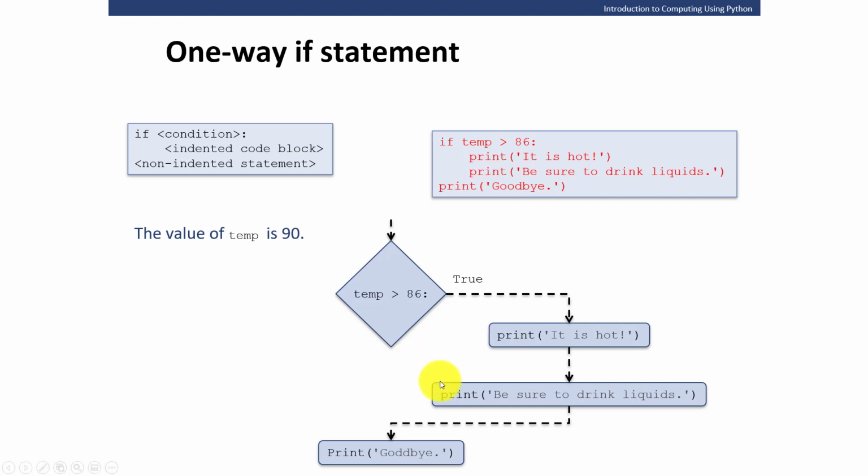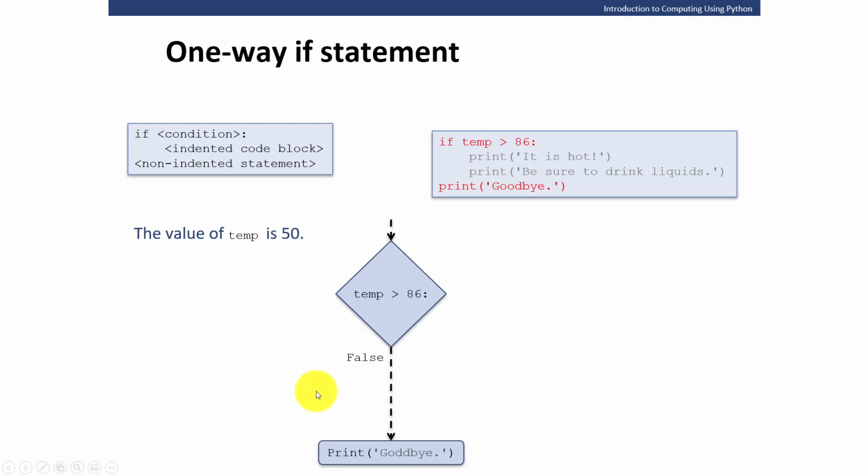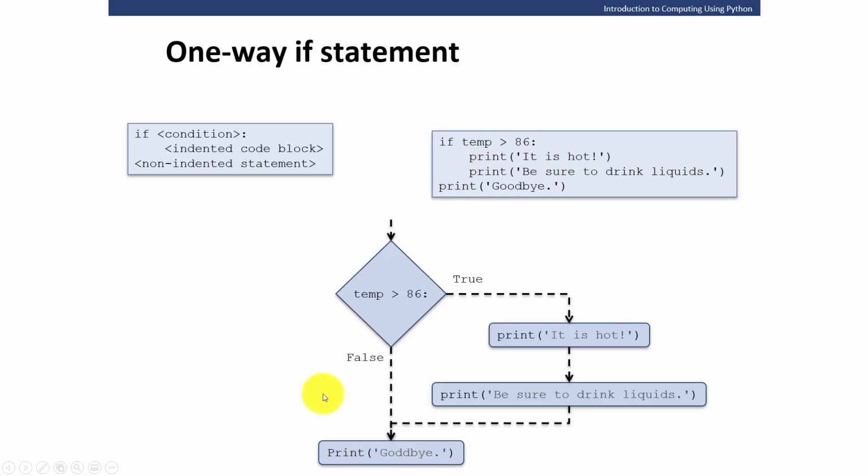So you remember, this is what's called a flow chart. And as you can see, if the temperature is greater than 86, the value of the temperature here is equal to 90. So the condition is true. So I'm going to print it's hot, be sure to drink liquids, and print goodbye. If the temperature is 50, what will happen? This line will be skipped, and since the condition is false, I'm going to jump to print goodbye. Okay?